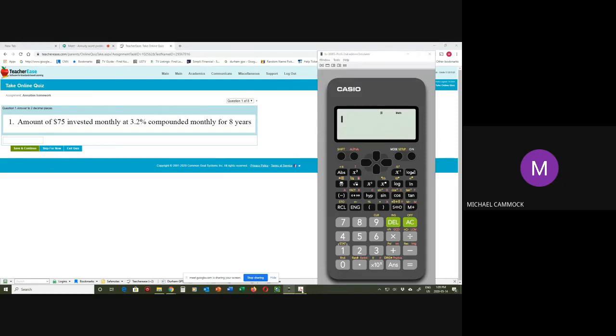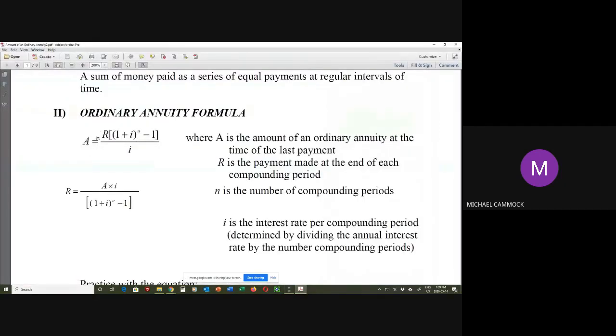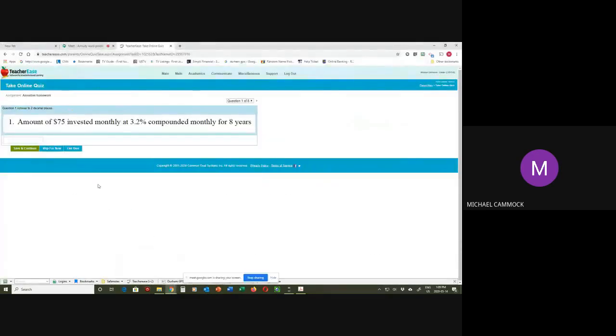Let me show you the equation again. Here's the equation, right? The R, 1 plus I to the n minus 1, all of that stuff. That's what we're going to be using for this. So hopefully you have that equation somewhere close by, or I can remember it as we're going through this, okay? All right, so hold on, let's just get back to this here. Okay, so here we go.